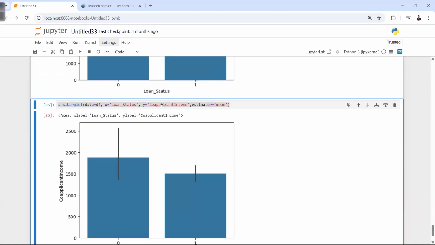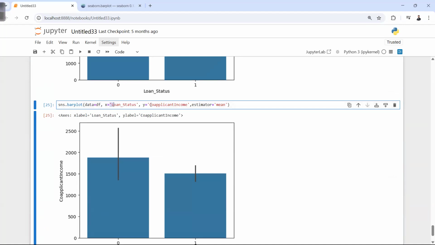So here, what type of analysis did I do? I was doing bivariate analysis. Loan status, co-applicant income, right? So it's a bivariate analysis. That is categorical and categorical. So I have shown you categorical and numerical, right? I have shown you categorical and categorical. I have shown you categorical and numerical. Now I will show you numerical and numerical.